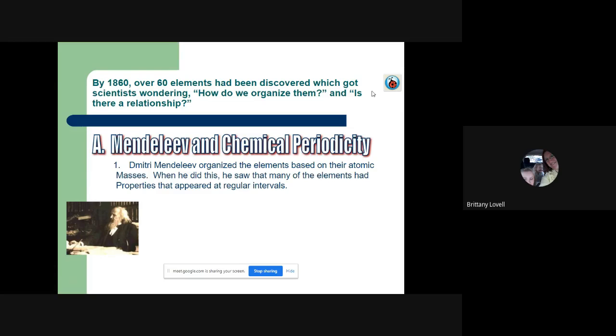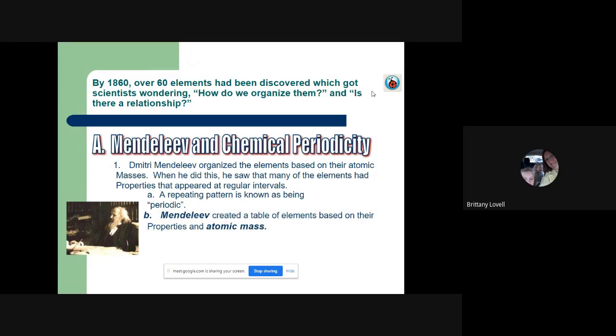Okay, when he did this, he saw that many of the elements had properties that appeared at regular intervals. And he noticed that a repeating pattern is known as being periodic. If you say that there are patterns of behavior, for instance, like you could say that the cafeteria serves Crispitos periodically, right? Because we know that they will serve them on occasion. It's the best day of the year, right? Crispito Day, all right? But it's served periodically. There's a pattern to that behavior, all right?